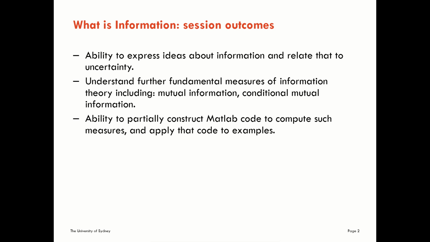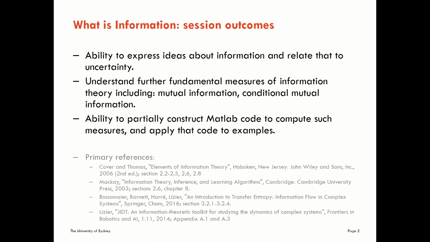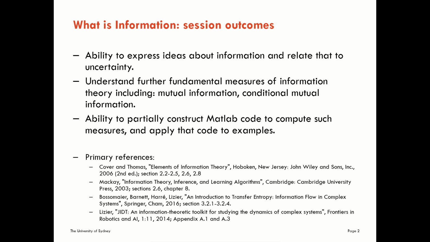In the previous session, we looked at some of the fundamentals of information theory, including entropy, joint entropies, and conditional entropies. We're now going to extend that and look at further fundamental measures, including mutual information and conditional mutual information. And I want you to be able to partially construct MATLAB code to compute such measures and to apply that code to examples. That's something that will be done in activities, though, not specifically in the lecture here. Primary references for this lecture are as follows, with different sections from our four main references.